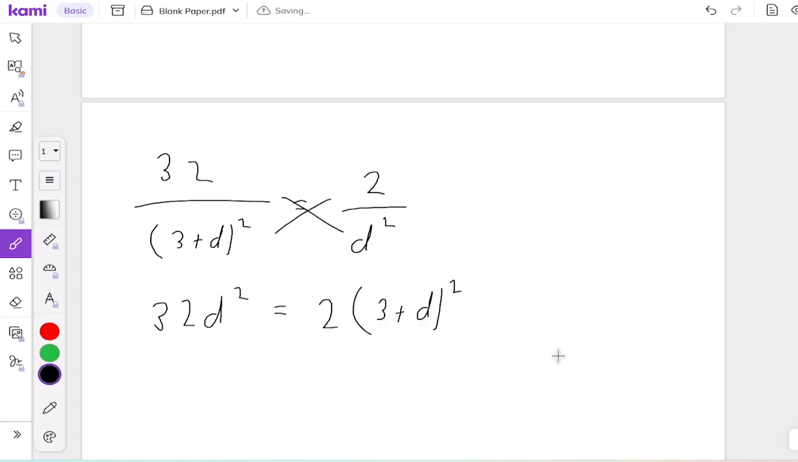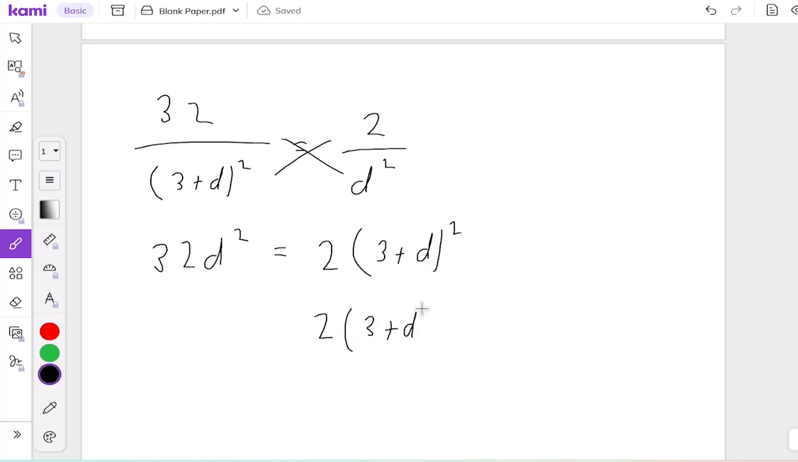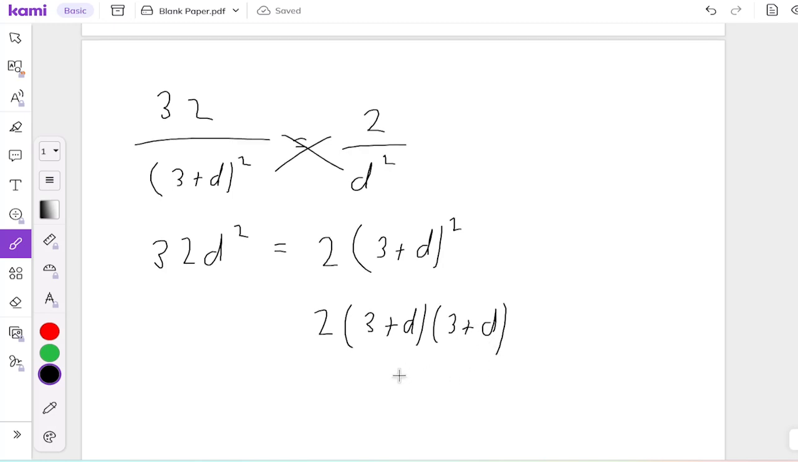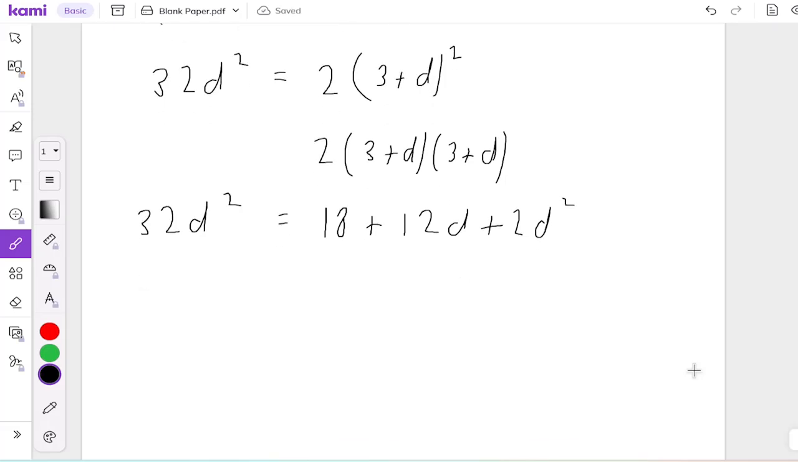This is probably the most annoying part of the night, because I have to FOIL the (3 plus D) squared. 3 plus D times 3 plus D, which I'm just going to save us the trouble, gives us 18 plus 12D plus 2D squared. And on the left side, I still have 32D squared. And then from here, I need to set it equal to 0, so I'm subtracting everything to the other side. That will give me 30D squared minus 12D minus 18 equals 0.